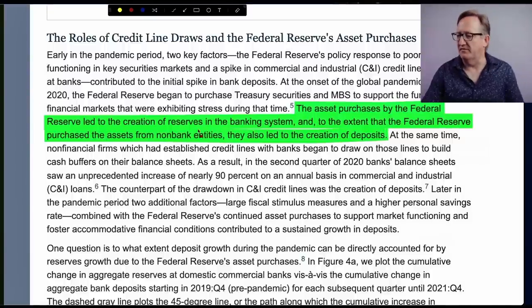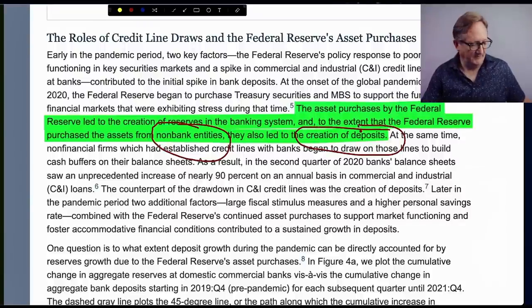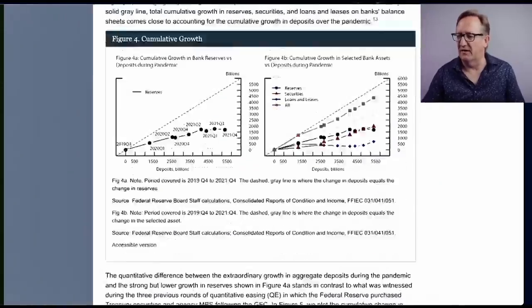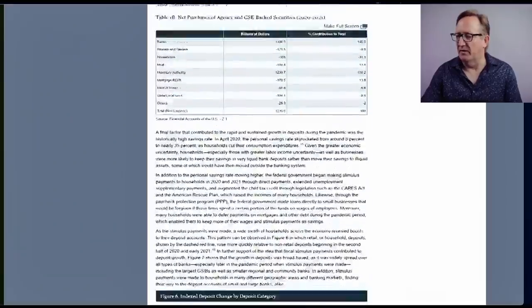And there you have it. Buying from a non-bank entity gives you newly created deposits. So the Fed is telling you exactly what I told you in these three videos. But just to firm up the point, let's scroll on down to see exactly how that takes place, because the Fed explains this in the appendix of the paper.